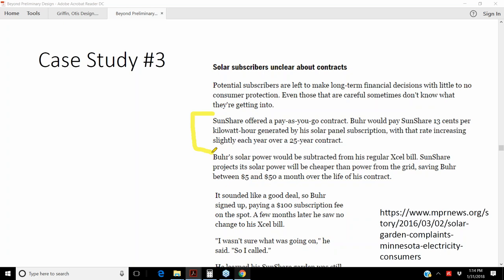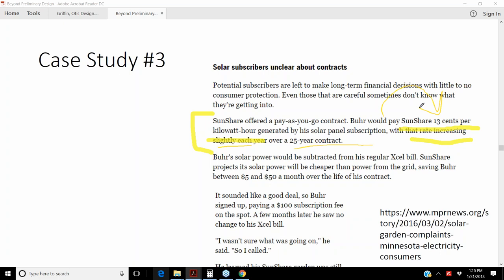Here's a customer, and he's paying SunShare 13 cents per kilowatt hour generated by the subscription, with the rate increasing, it says slightly, but who knows what it actually is. It says the rate increases slightly each year over a 25-year contract. So this is not someone who is saving money from community solar. He's actually paying 13 cents a kilowatt hour, increasing slightly each year for 25 years. So he's not buying in.